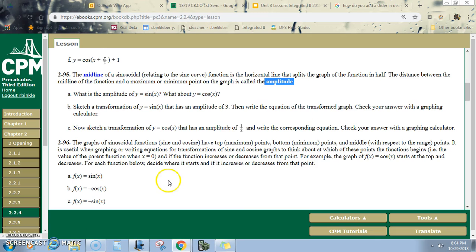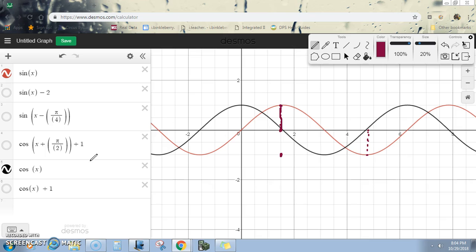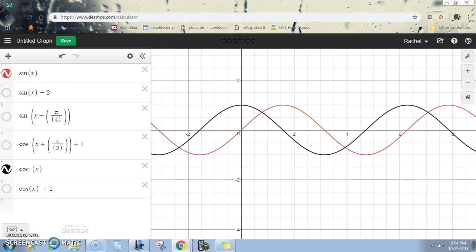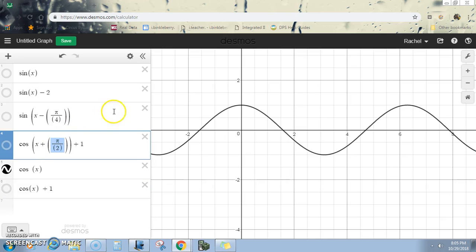Okay. So what does it want us to do with this? It says, sketch a transformation of cosine of x that has an amplitude of half. So where does the amplitude go? Where does the amplitude go in our equation? What that looks like is, erase all of this, go away. If we just look at the cosine function, right? And if we add something on the end, it's going to move it up. And if we add something or subtract something from the inside, it's going to move it left and right.